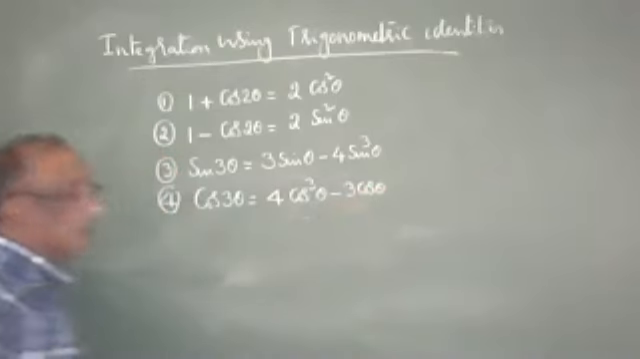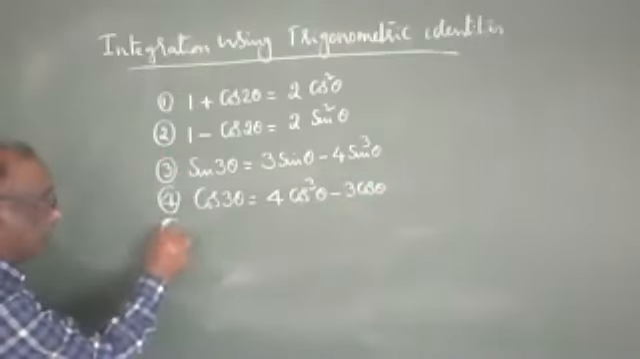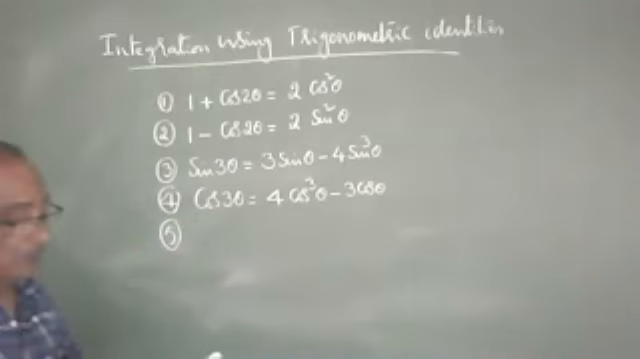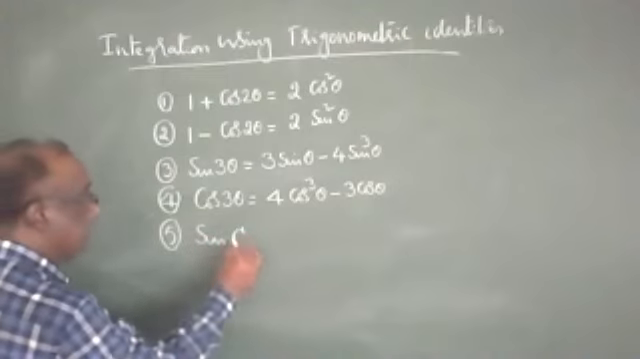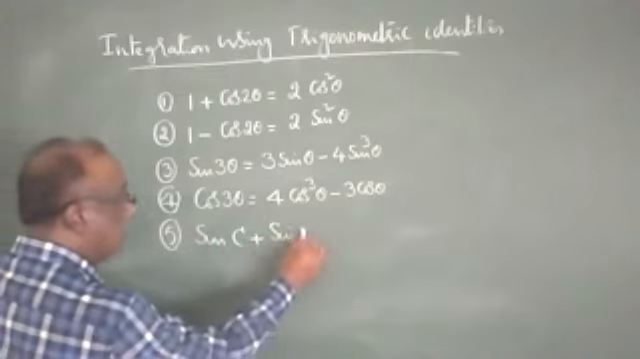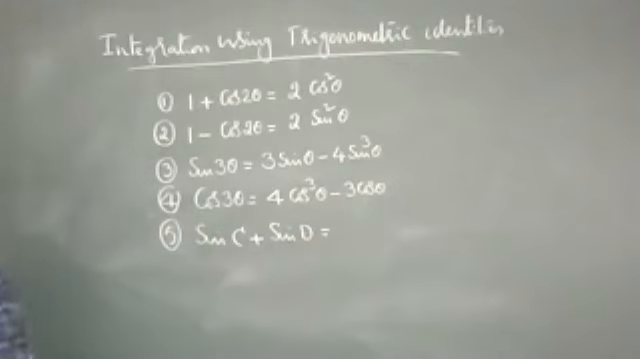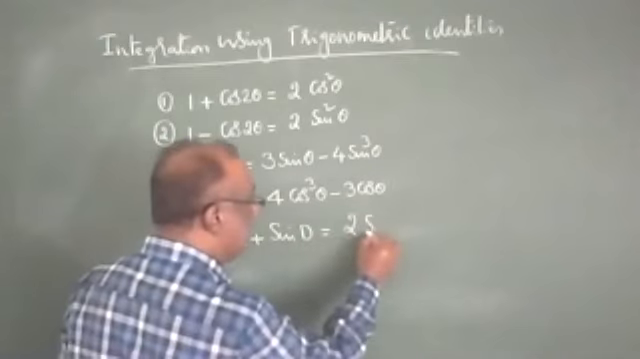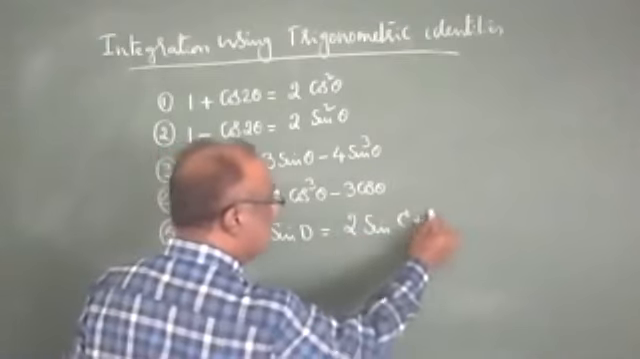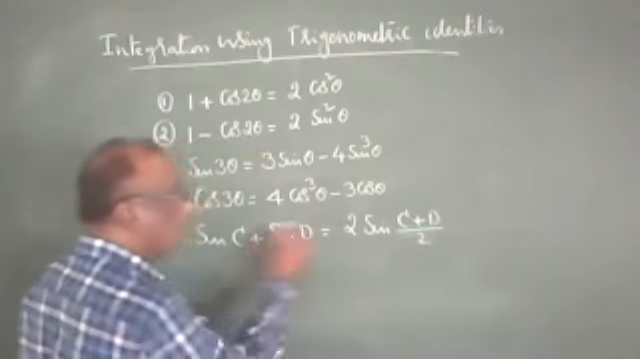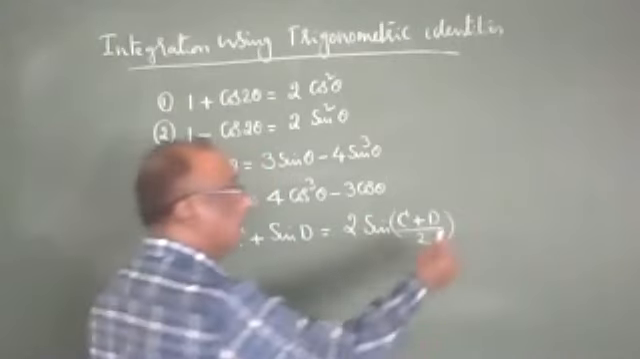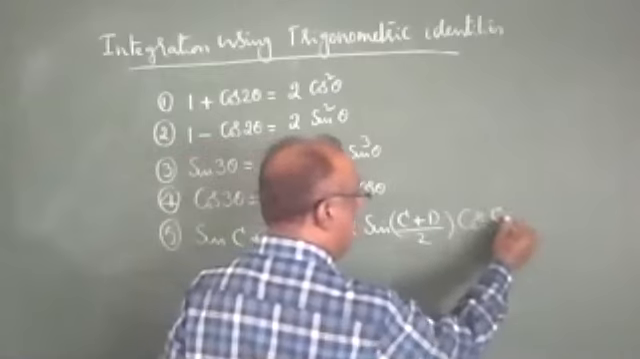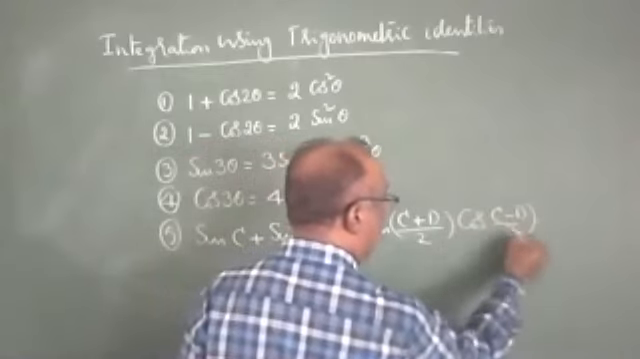One more identity. The fifth identity is the compound angle formula, sin C plus sin D. Sin C plus sin D is 2 sin of C plus D by 2, cos of C minus D by 2. This is the sum to product formula. Here the sum is given and we are converting into the product. One formula.